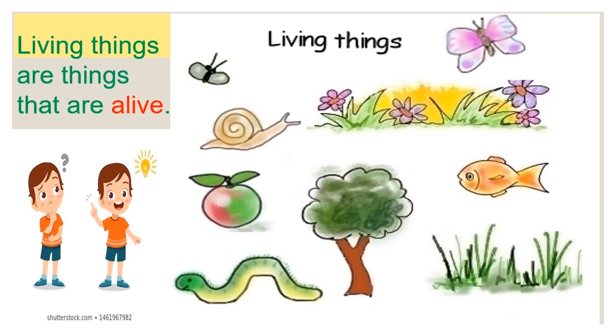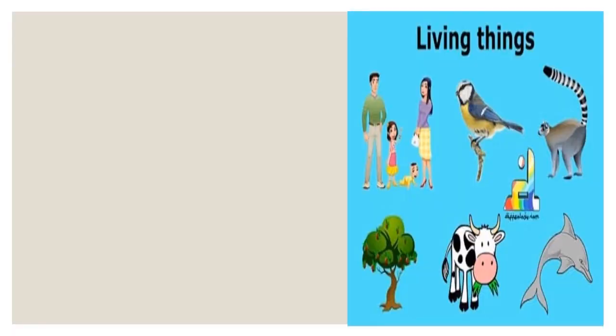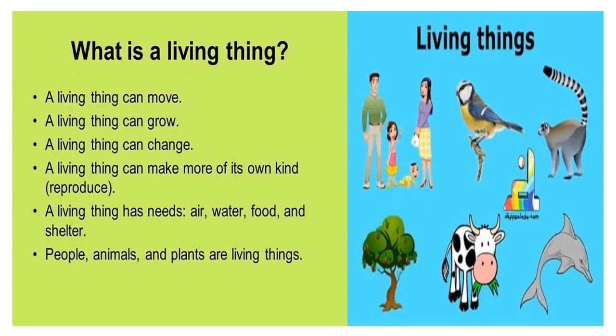Again, living things are things that are alive. Here are some more descriptions of living things before we go to non-living things. Let's continue. What is a living thing? Look at the first one. A living thing can move. Can you say with me? A living thing can move. Don't forget that word, move.